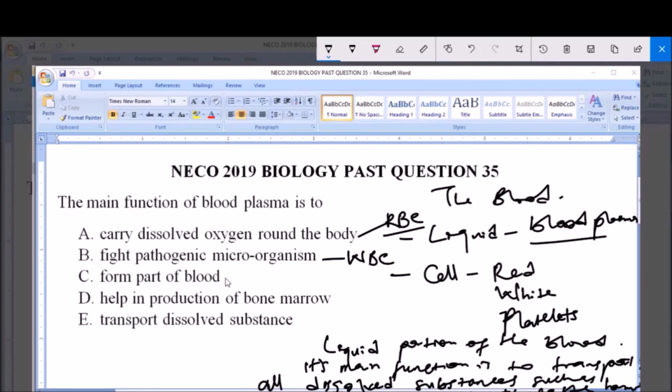C says forms part of the blood. Yes, it's part of the blood, but that is not the main function. And D says help in production of bone marrow. No. And E says transport of dissolved substances. Yes, this is the main function of the blood plasma. Transport dissolved substances ranging from the nutrients, the waste, and other substances.